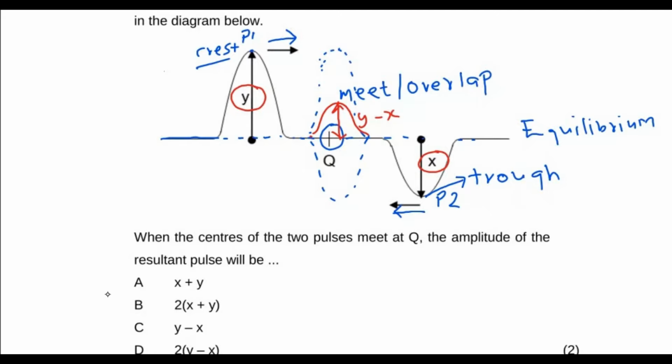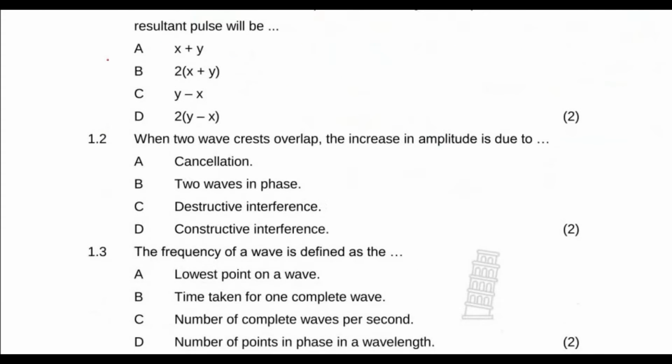So which option there gives us a y minus x? And you see the option that gives us y minus x is actually C. So you actually get your 2 marks. Let's go to question 1.2.